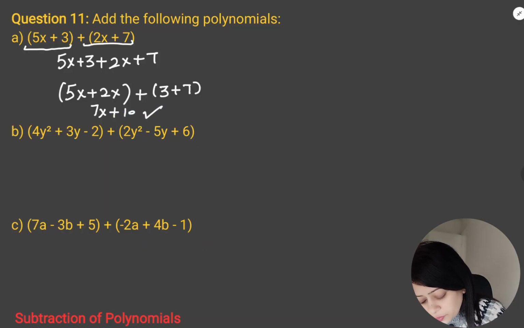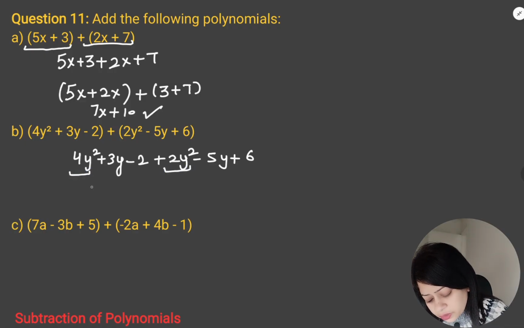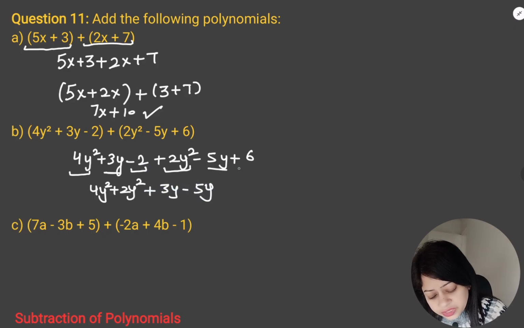Next we have 4y square plus 3y minus 2 plus 2y square minus 5y plus 6, right? Now again I will group like terms together. These two terms are like: 4y square plus 2y square. Then these two terms are like: plus 3y minus 5y. Then minus 2, like constants, so we have minus 2 plus 6. Right. Now I can solve this, and this.